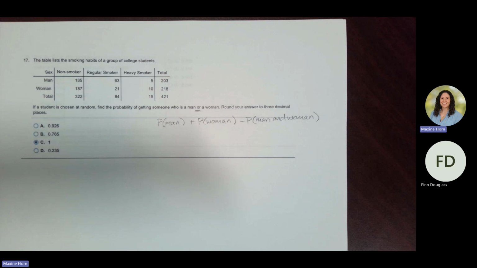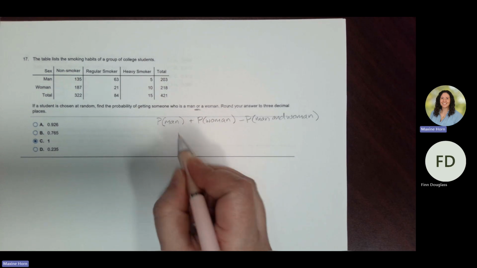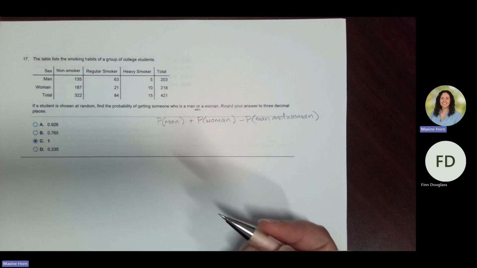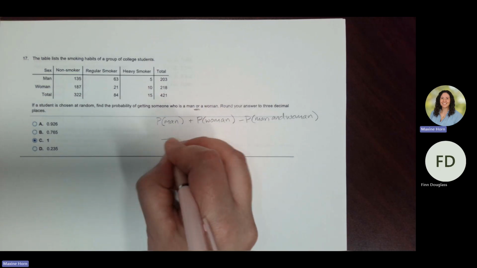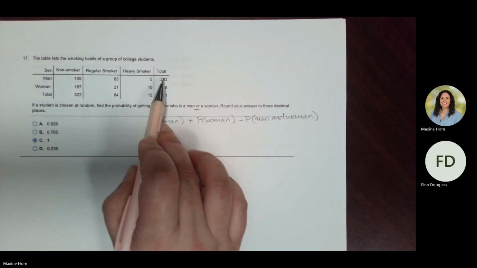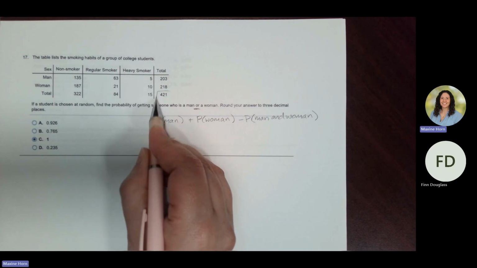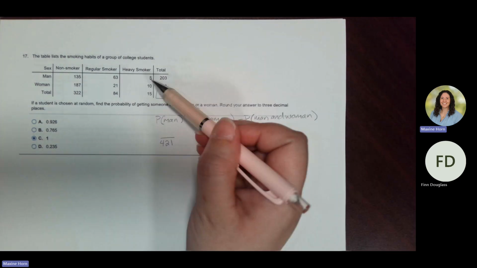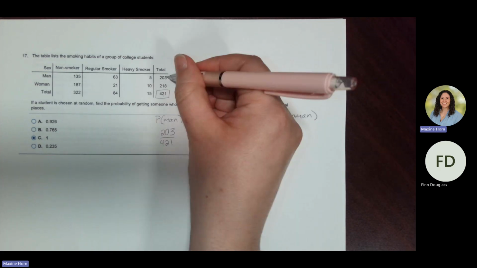Okay. All right. So we're going to start with the probability that somebody is a man. So the part over the whole, we're going to take a look. The whole is all 421 people. And out of those 421, by the way, I'm getting 421 because it's down here, right? It's the total of all of the totals is 421. The probability that somebody is a man is, okay, there are 203 total people who responded with man.